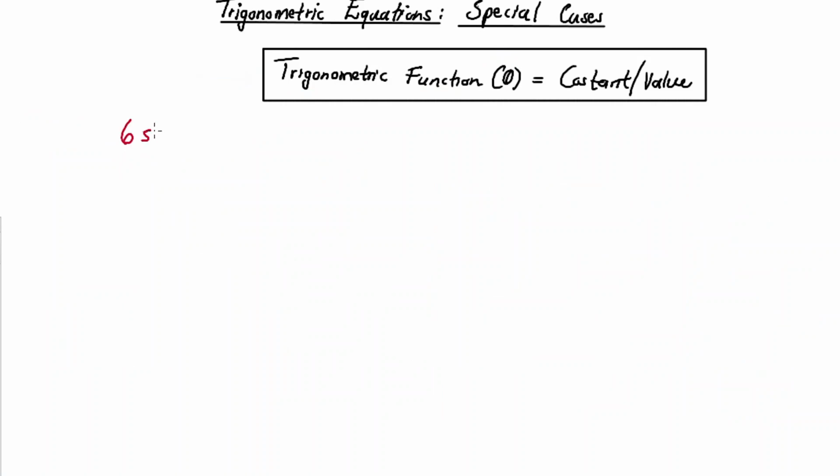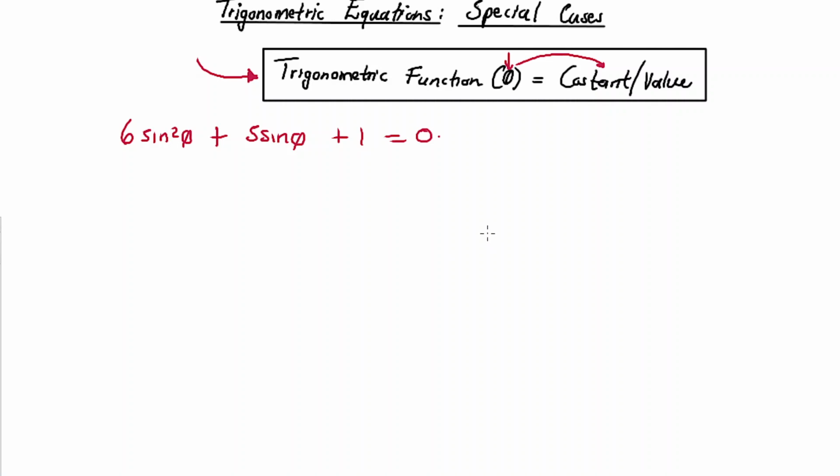6 sine squared theta plus 5 sine theta plus 1 equal to 0. Remember, our equation should look like this: trig function, trig ratio as a function of theta equal to some constant or value, right? Okay, so this is another interesting problem. Let me put it that way. It's an interesting problem. Why?